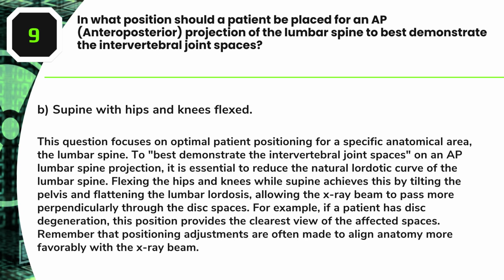Flexing the hips and knees while supine achieves this by tilting the pelvis and flattening the lumbar lordosis, allowing the X-ray beam to pass more perpendicularly through the disc spaces. For example, if a patient has disc degeneration, this position provides the clearest view of the affected spaces. Remember that positioning adjustments are often made to align anatomy more favorably with the X-ray beam.